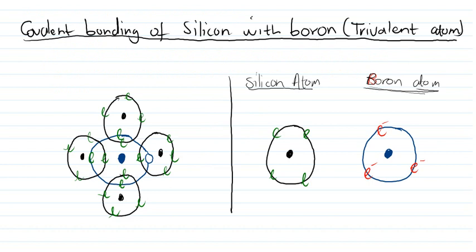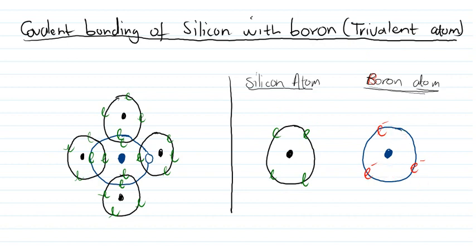Now, taking a closer look again at the covalent bonding of silicon with boron. Boron, as I've said, is a trivalent atom, meaning it has 3 valence electrons at its outermost orbital. As you can see, I've even drawn the silicon atom as well as the boron atom. The silicon atom has 4 valence electrons, and the boron, as the name suggests, has 3 valence electrons.